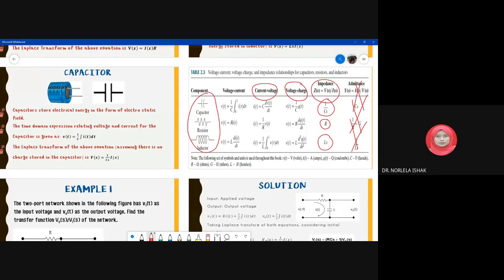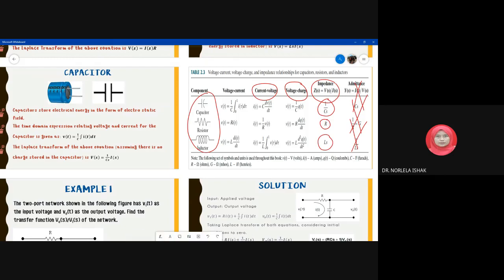After this, we can share what you can see from the analysis of the circuit, and then this table 2.3 we are going to use when we analyze the RLC circuit.